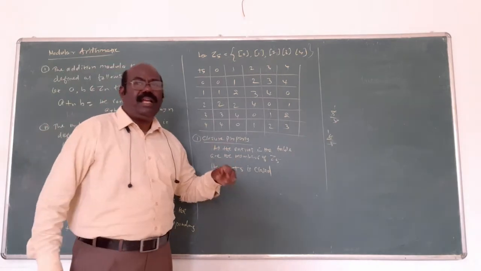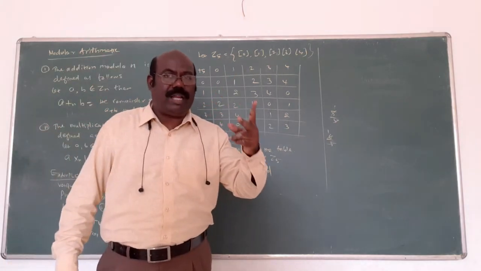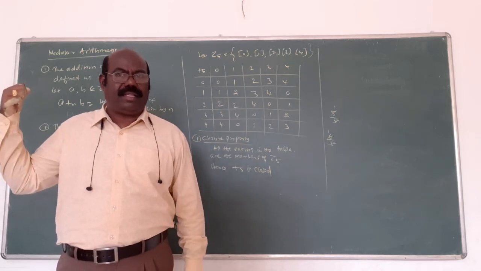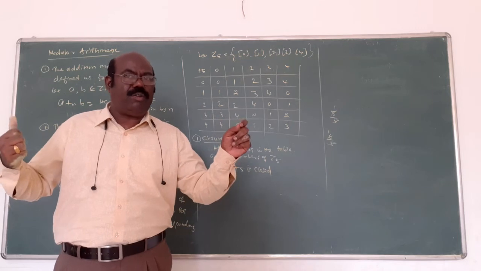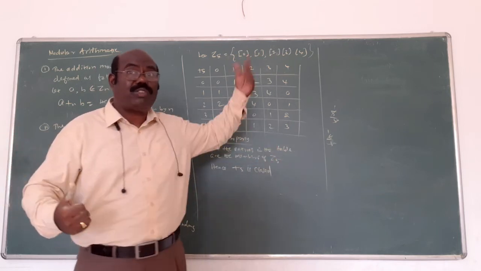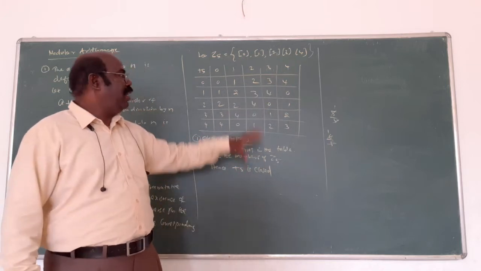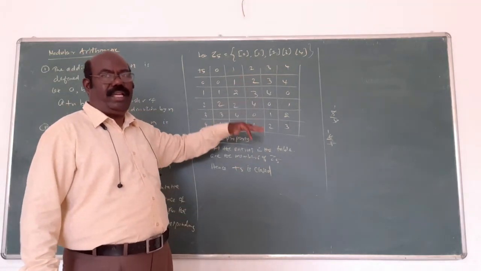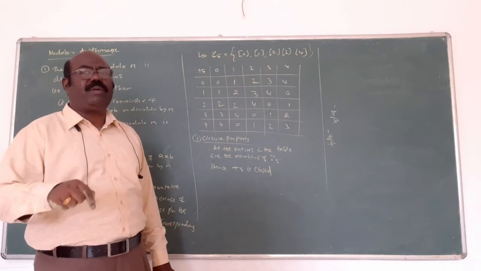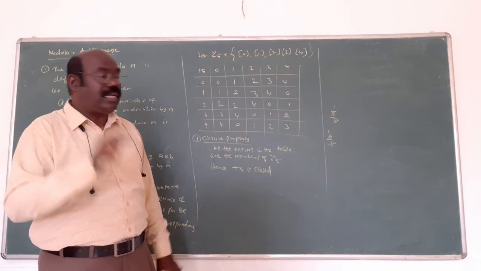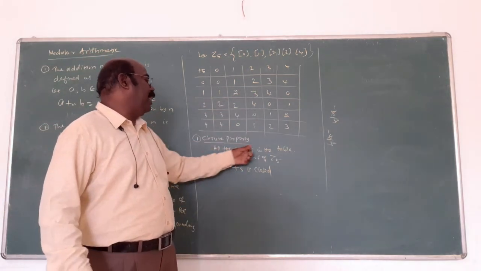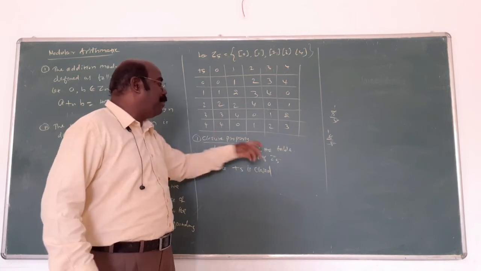Closed property means what is the idea? You take two elements and add them using addition modulo 5; the element we get also belongs to the set. Here we already put the table clearly. That's why you take any two elements, add both with respect to addition modulo 5, and you will get the answer, and that answer also comes here. In general, all the entries in the table are members of Z5.